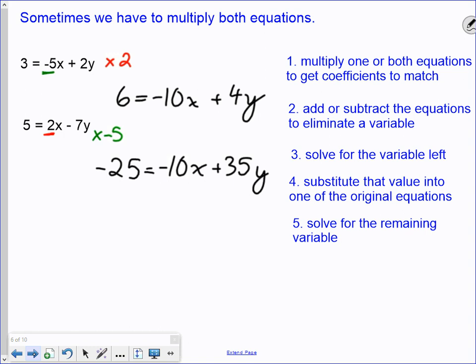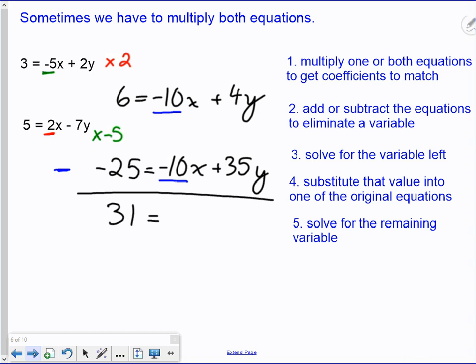And if I do that, we see that, hey, we get a negative 10x here, we get a negative 10x here. Because those two coefficients are the same, we are going to need to subtract our two equations, right? Negative 10x minus negative 10x, so negative 10x plus 10x are going to cancel each other out. So we have to make sure here that we're subtracting everything. 6 minus negative 25 is 6 plus 25, or 31.